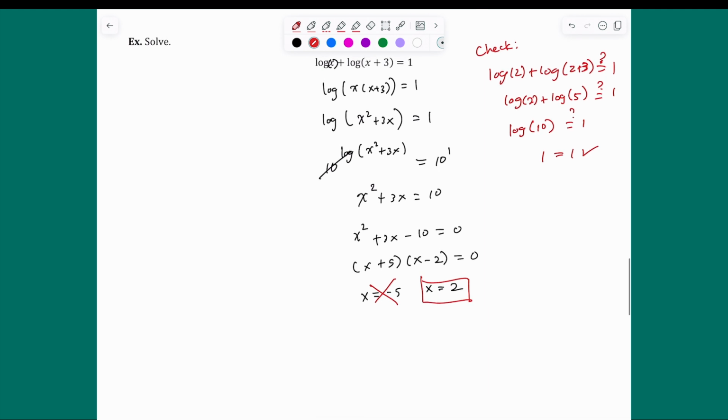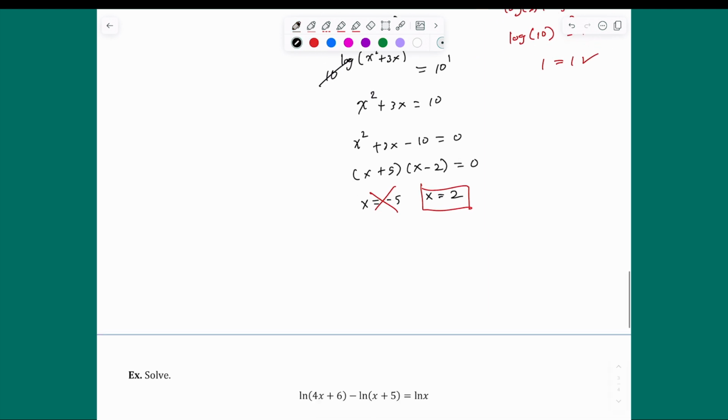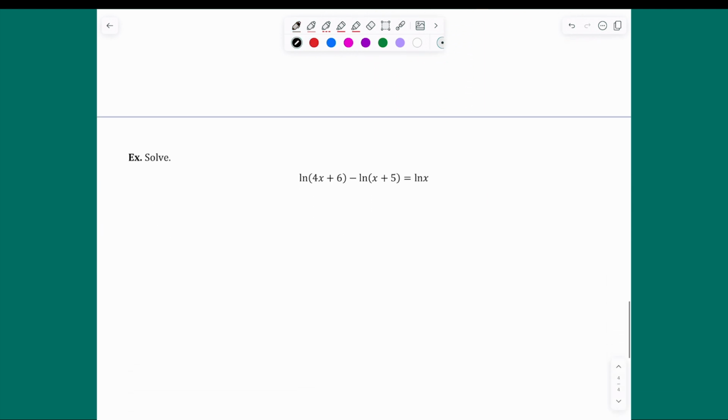All right, let's move on to the next example. And the final example. So we have ln of 4x plus 6 minus ln of x plus 5 equal to ln of x. So we have a difference of logarithms. So a difference of logarithms we could combine as a quotient of their arguments. So we have ln of 4x plus 6 over x plus 5 equals ln of x.